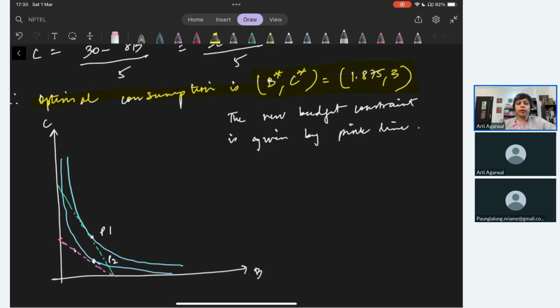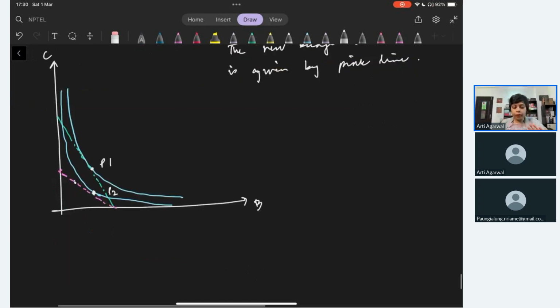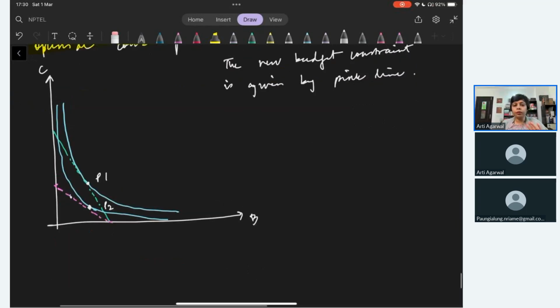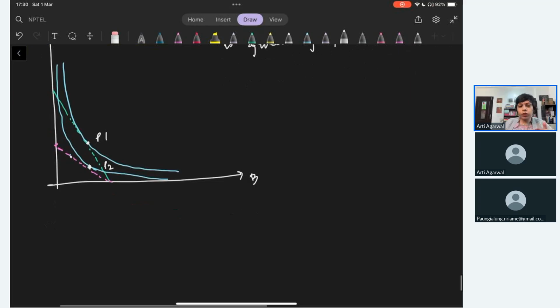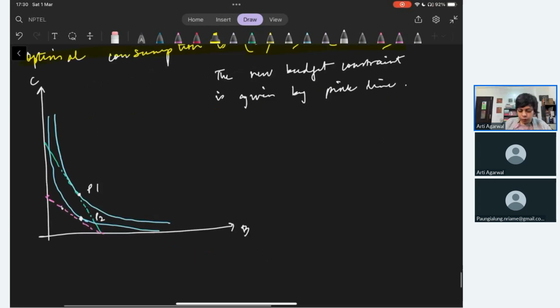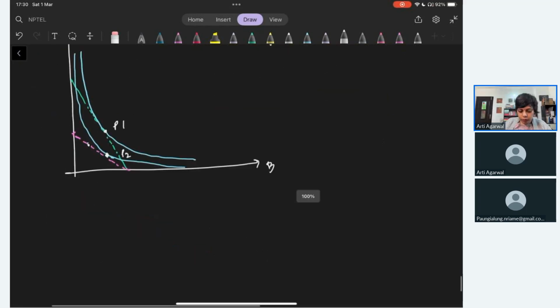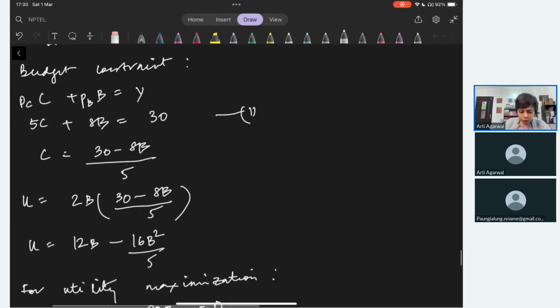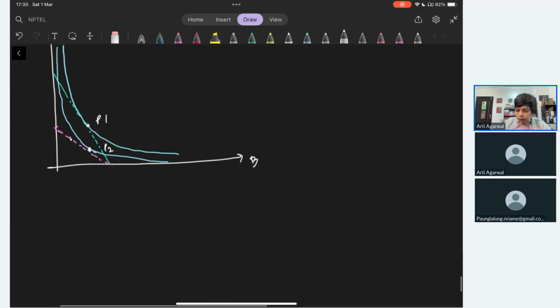You can see that only the intercept on the y-axis has reduced. The intercept on the x-axis has not changed because there is no change in the price of baked potatoes. I'm just recapping and revisiting all the concepts we have covered till now in this one question, at least to some extent. So we can solve the same question all over again in the same way. Let me do that very quickly. Let me rewrite the budget constraint.